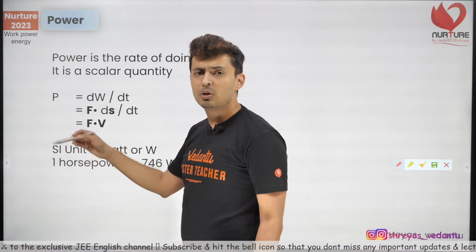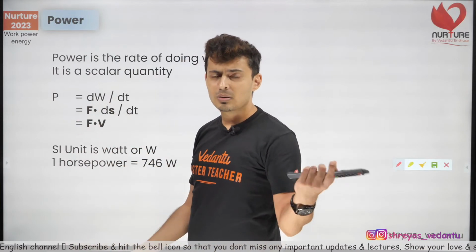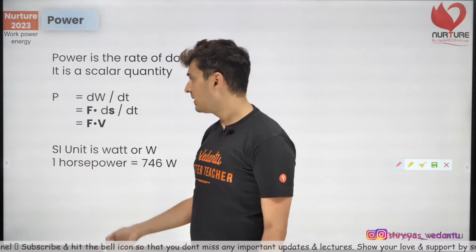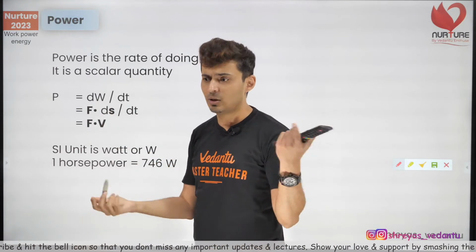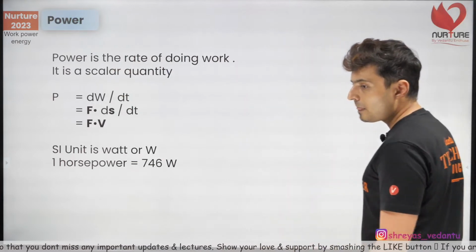This is work. dW is F dot ds. F is a constant, so you bring it outside. That's it. Rules of derivatives. And ds by dt is velocity. That's it. As simple as that.